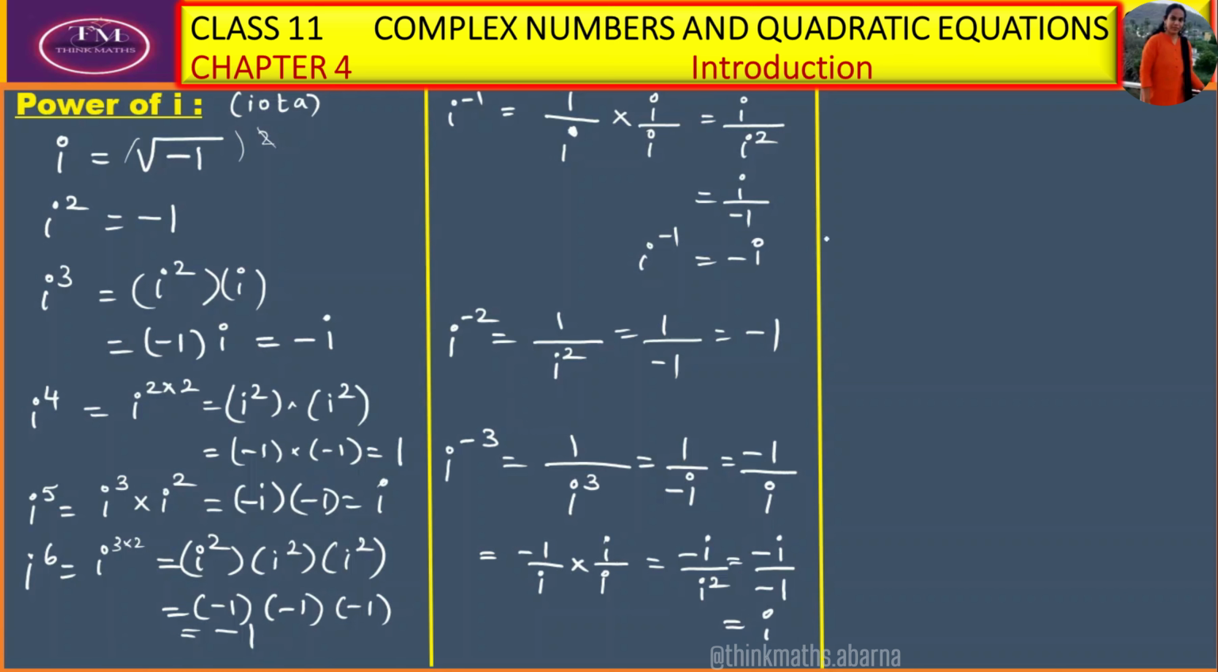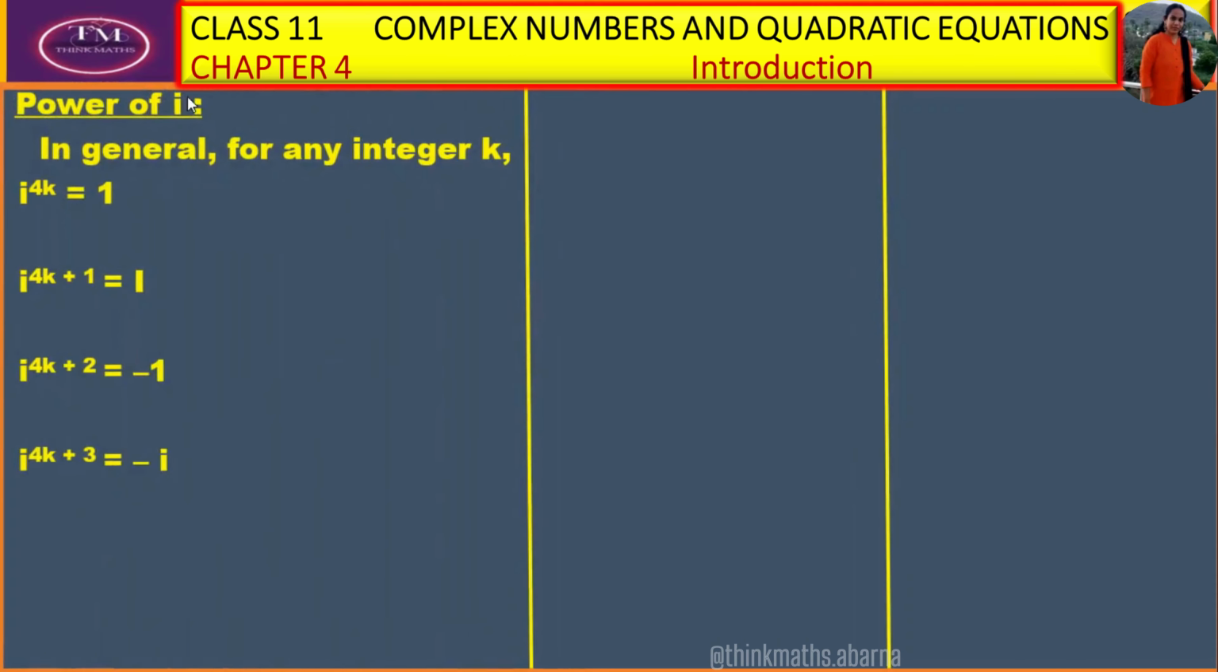Okay. In the same way, i power minus 4. It can be written as 1 by i power 4. What is i power 4? i power 4 is 1. So 1 divided by 1 is 1. So i power minus 4 is 1. So now we know how to find out the power of i, that is iota. Next we will see the general form of iota, power of i.